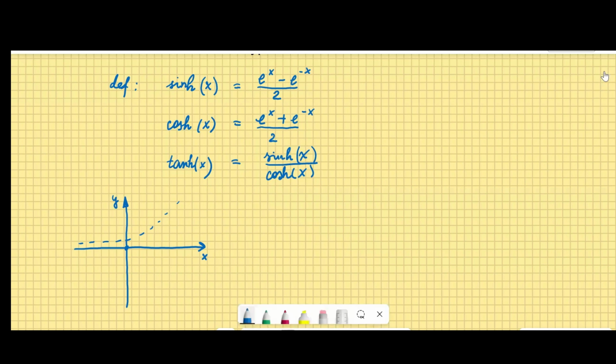Maybe I should use a different color to do the graph of the sine, right? So my sine is going to approach e to the power of x over 2 on the positive end and go through 0, something like this. What is going to happen when x goes to negative infinity? A very large negative x is going to turn my first term into 0, because it's going to be e to the large negative power.